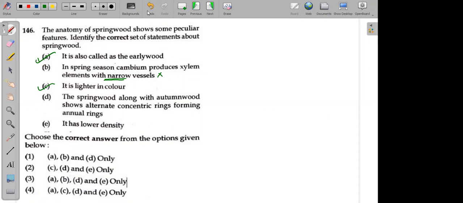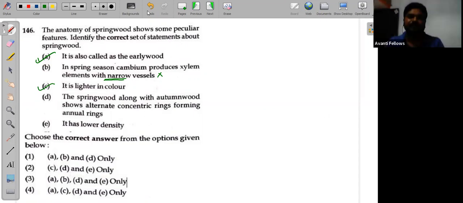After this, you can see the spring wood along with the autumn wood shows the alternate concentric ring forming annual ring. Yes, this is correct. It has a lowest density. ठीक है, इसका lowest density रहता है. That is also a correct statement. Okay, and that's why option 4 is the correct one. Option 4 यहाँ पर correct है. Only B option is not correct. ठीक है, B option सिर्फ यहाँ पर correct नहीं.